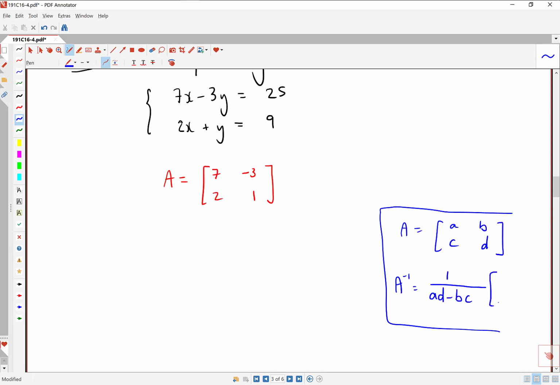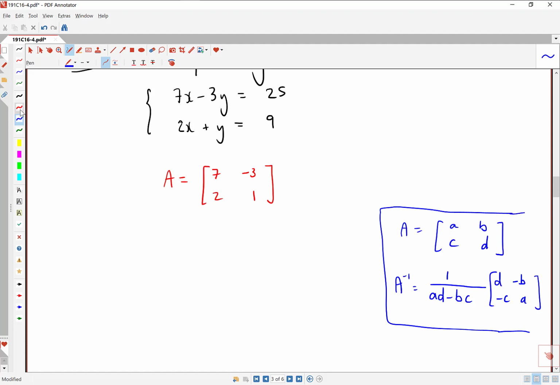So we're going to go 1 over that determinant. We're going to swap the diagonal entries, so the D and the A change position, and then the off diagonal entries just get their signs changed. So that goes back to our previous video on finding the inverse of a 2 by 2 matrix.